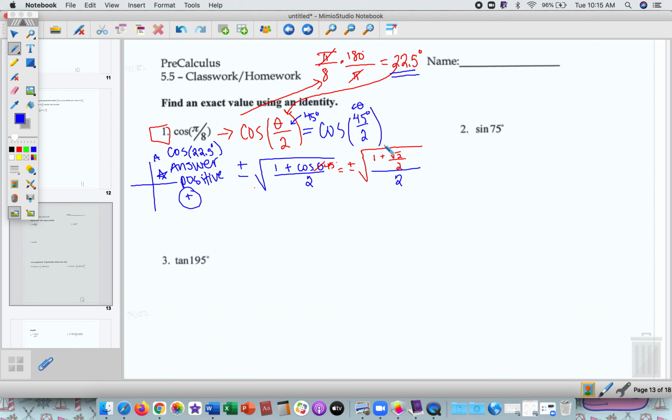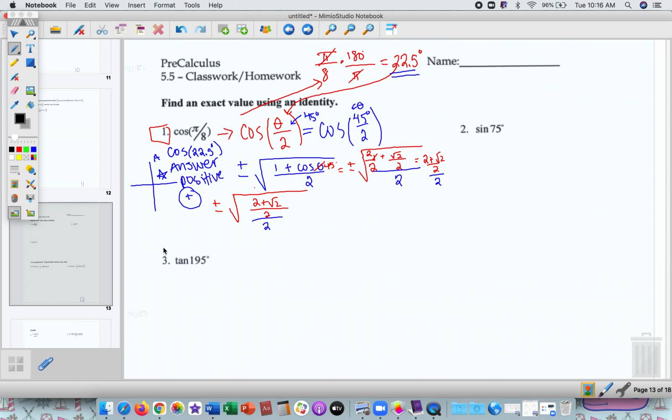Now we need to simplify. In red, in the numerator, we can replace the 1 with 2 over 2. So in the numerator we have 2 plus root 2 all over 2, and in our denominator, we still have the 2. We need to simplify. So we have plus or minus the square root of 2 plus root 2 all over 2, divided by the denominator of 2.